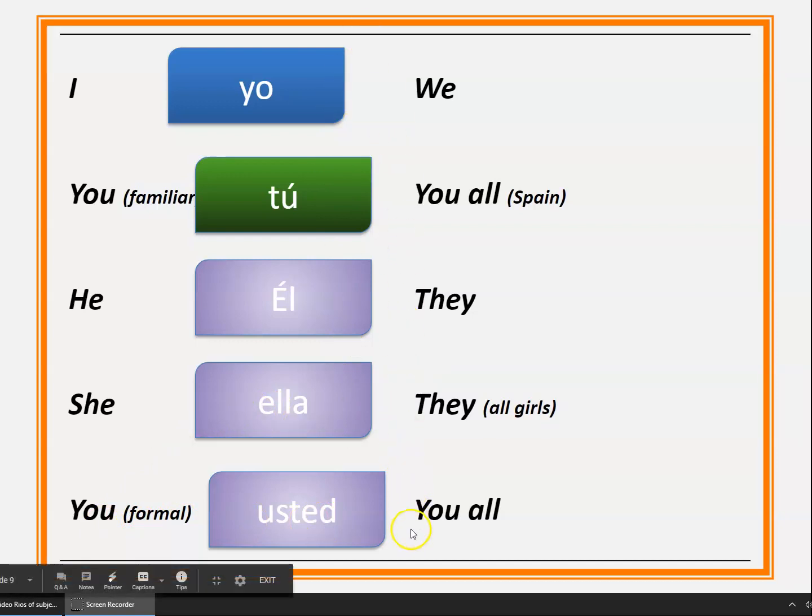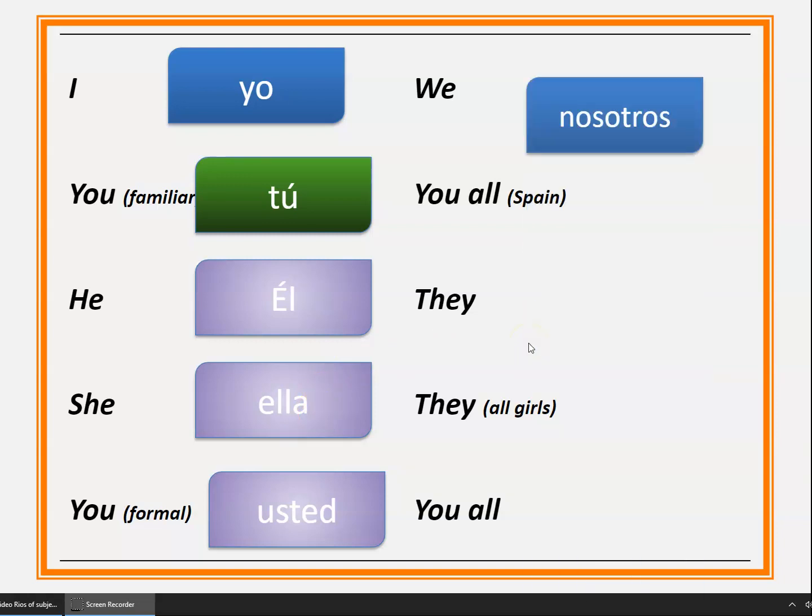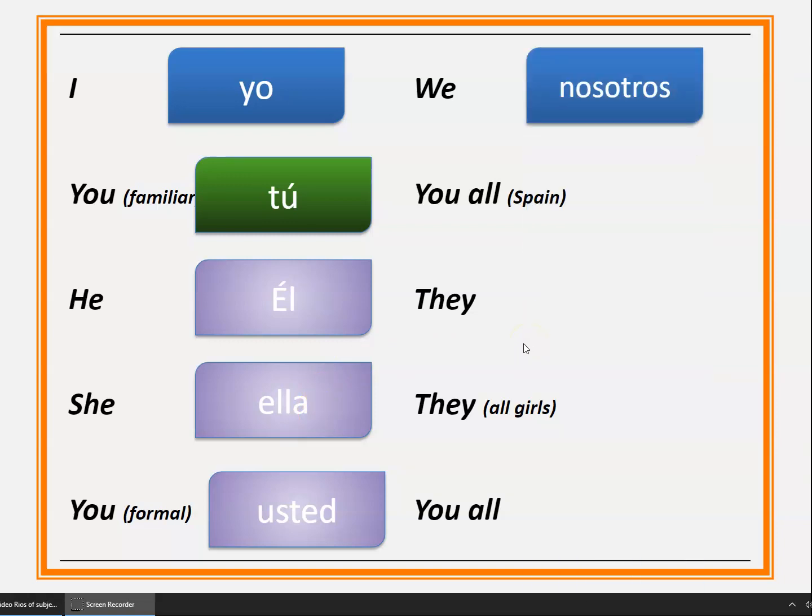This is set in two columns. The column on the left, these are the singular ones. Singular means the ones that are talking about only one person. On the right hand side, you have the plural ones, which is more than one person. So you have nosotros, if it's all guys, nosotras, if it's all girls, and if it has at least one guy, even if there's 1,000 girls, it will still be nosotros.